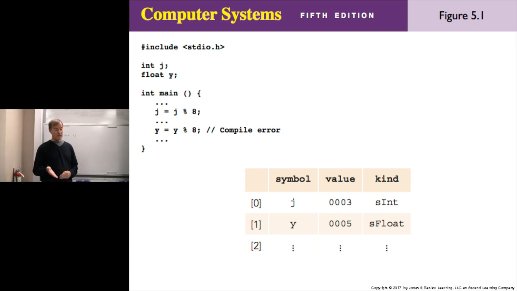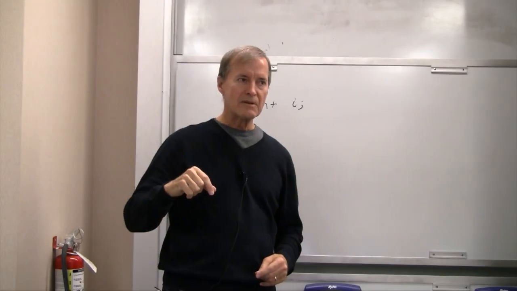What does the compiler do? The compiler prevents that from happening because you see this symbol table for the compiler, what does it have for the symbol J, value 0003, kind is a what? That's int. But Y, it says Y is going to be stored at 0005, but it notes from the program listing that Y is a what? A floating point value. So when the compiler gets y mod 8, what does it do? It looks up in its symbol table and says, "Oh, this is a floating point. I can't allow that." So the program does not compile. It's an error, and you can't generate any code. But it's the compiler that prevents you from generating that code. You see what I mean?